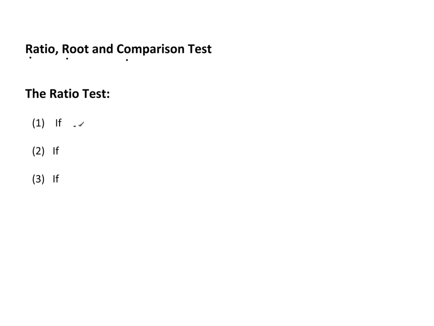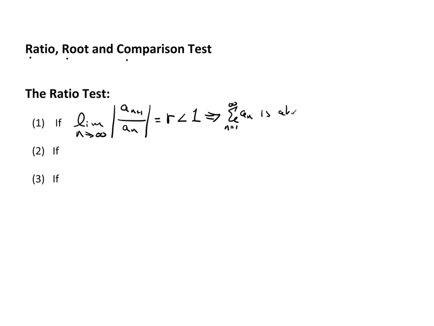If the limit as n goes to infinity of the absolute value of a sub n plus 1 over a sub n, this is r, and if we're going to call it r, and if r is less than 1, then the infinite series n equals 1 to infinity of a sub n is absolutely convergent.